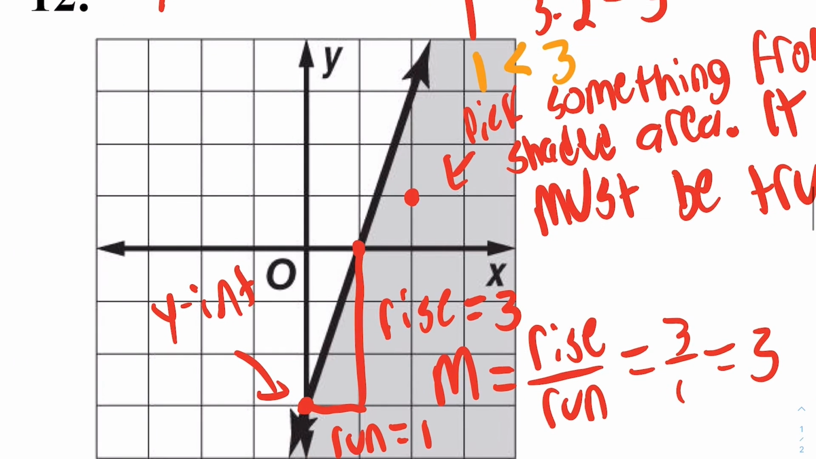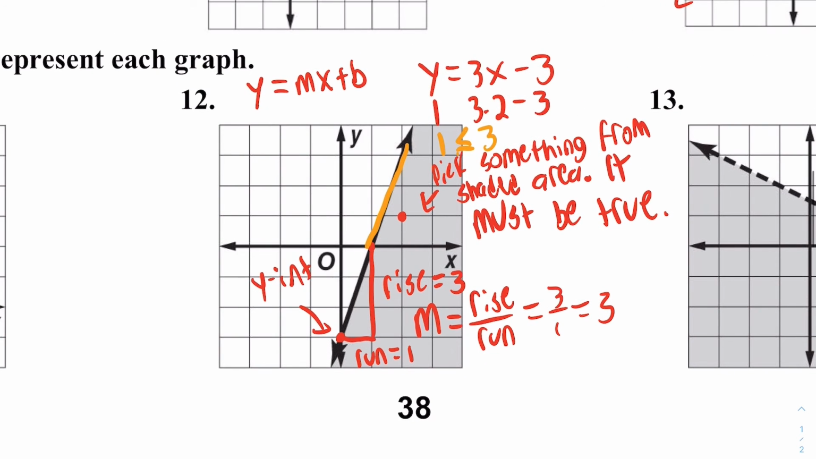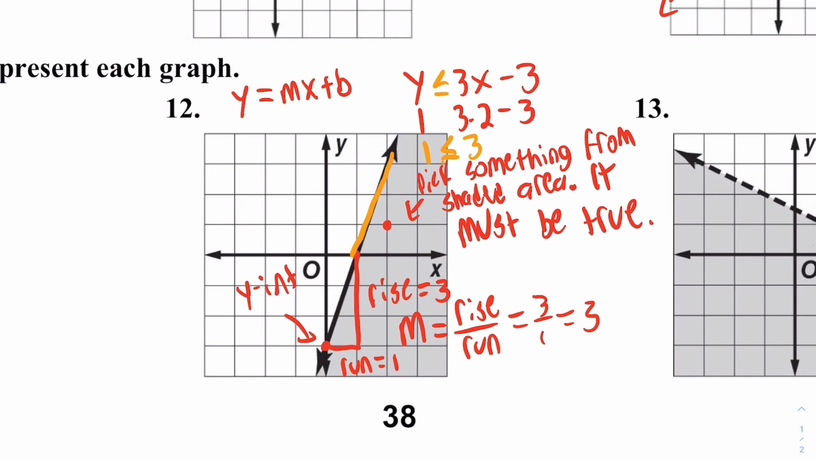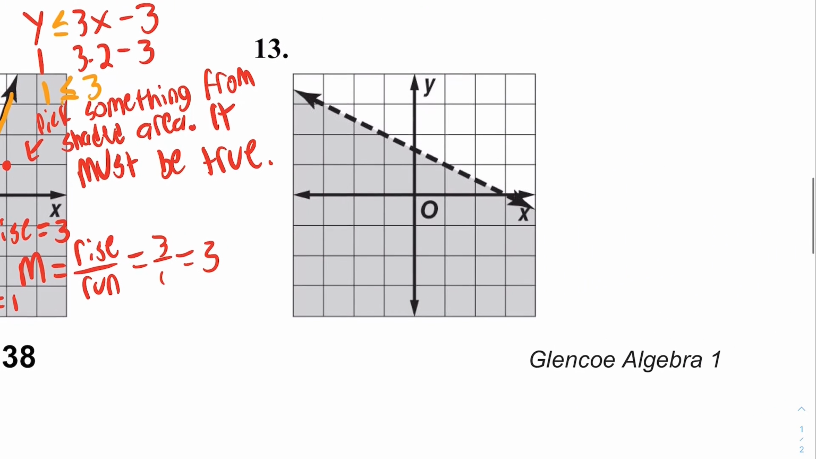Then let's look at the line. That's a solid line, so we're going to have to put an equal to also. So that means the actual correct inequality for this graph would be y is less than or equal to 3x minus 3. Let's do a few more.